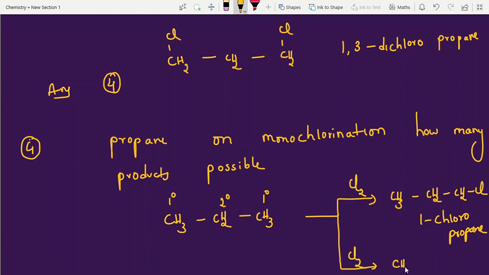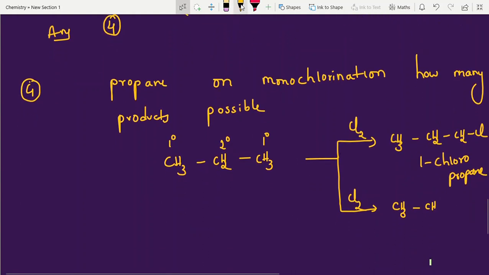Next, the secondary one. CH3, CHCl, CH3. This is what we call 2-chloropropane.